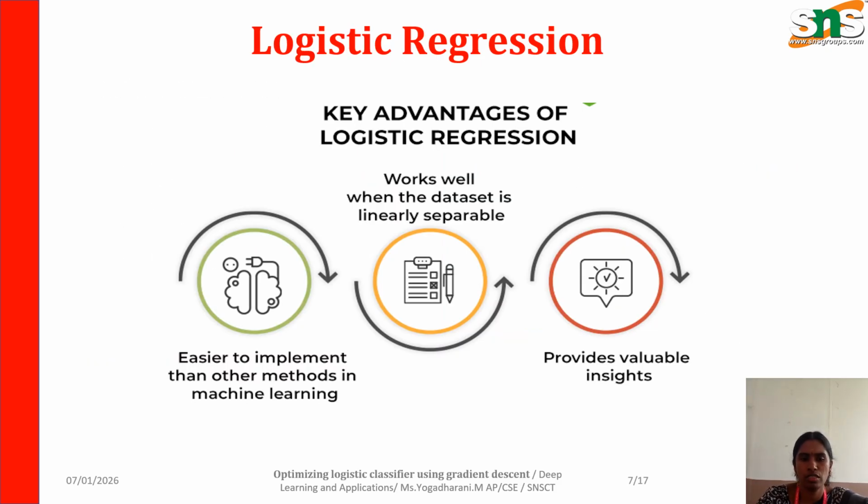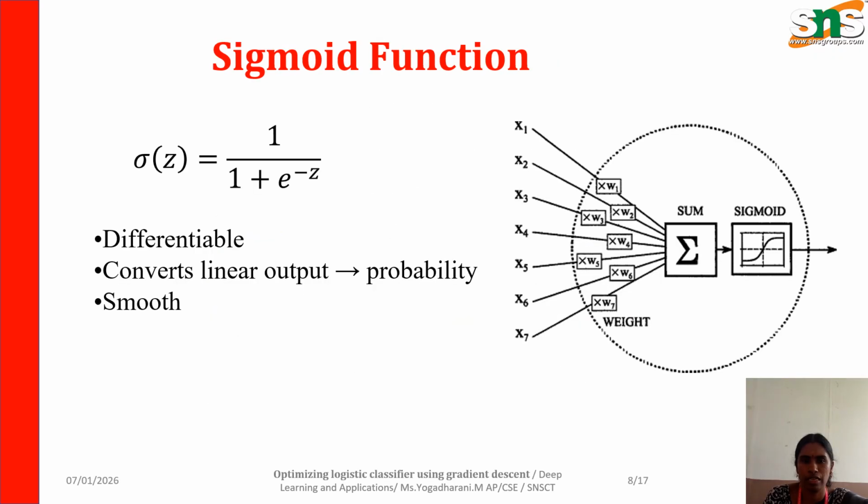Logistic regression is a binary classifier, as I told you many times. It first calculates a linear combination of inputs and weights. This is then passed through a sigmoid function to convert it to a probability between 0 and 1. If the probability is greater than the threshold, we predict one class, otherwise the other class. So this is logistic regression with a sigmoid function.